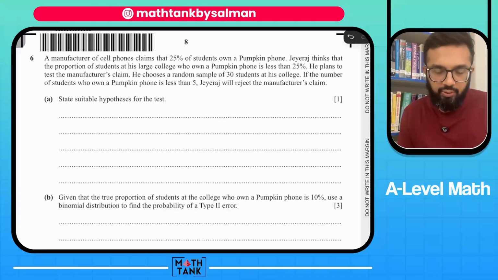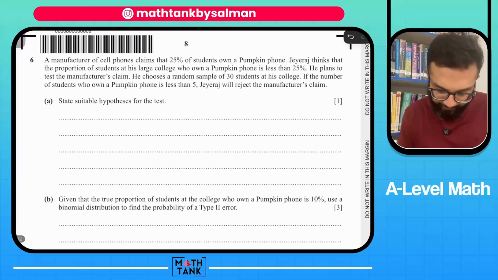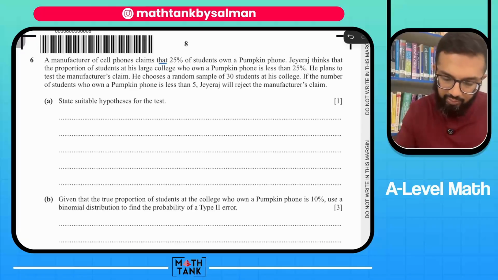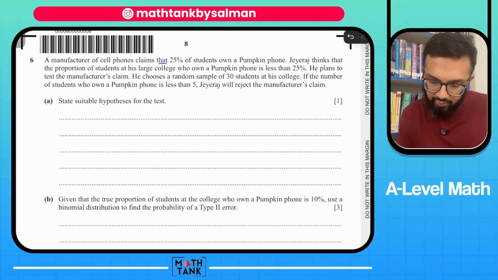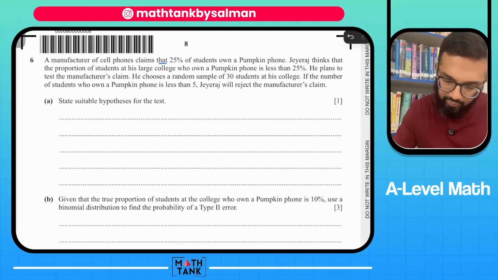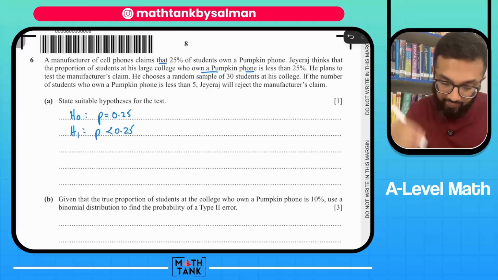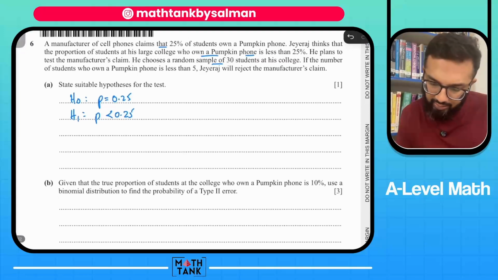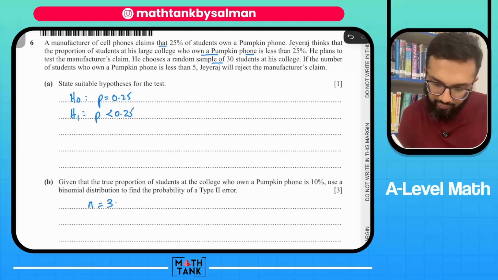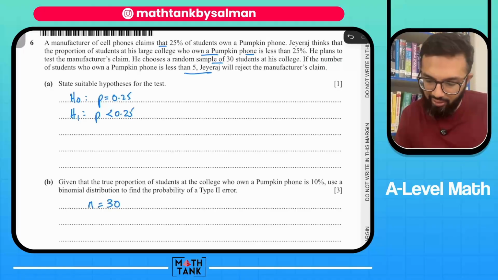Moving on to question number 6. A manufacturer of cell phones claims that 25% of students own a pumpkin phone. Jairaj thinks the proportion of students in his college who own a pumpkin phone is less than 0.25. So P equals 0.25 and P is less than 0.25. He plans to test the manufacturer's claim. He chooses a random sample of 30 students at his college. If the number of students who own one is less than 5, Jairaj will reject the manufacturer's claim.